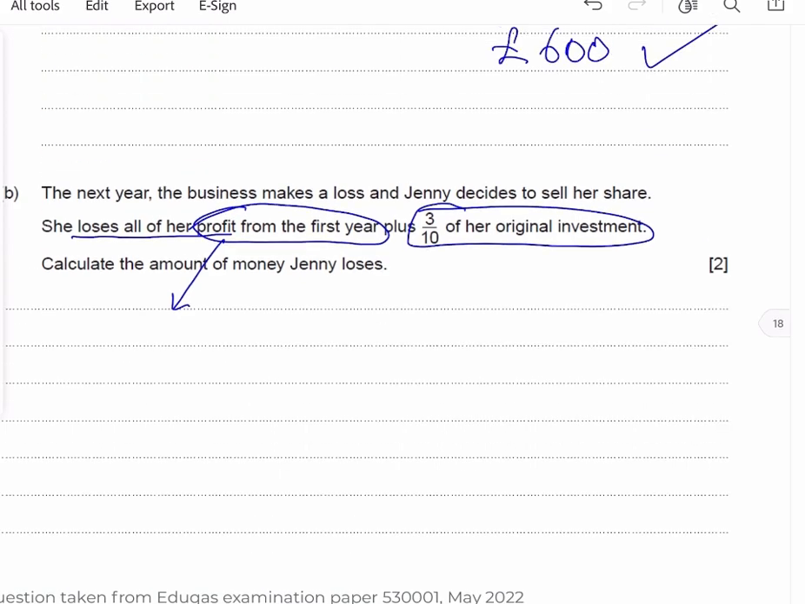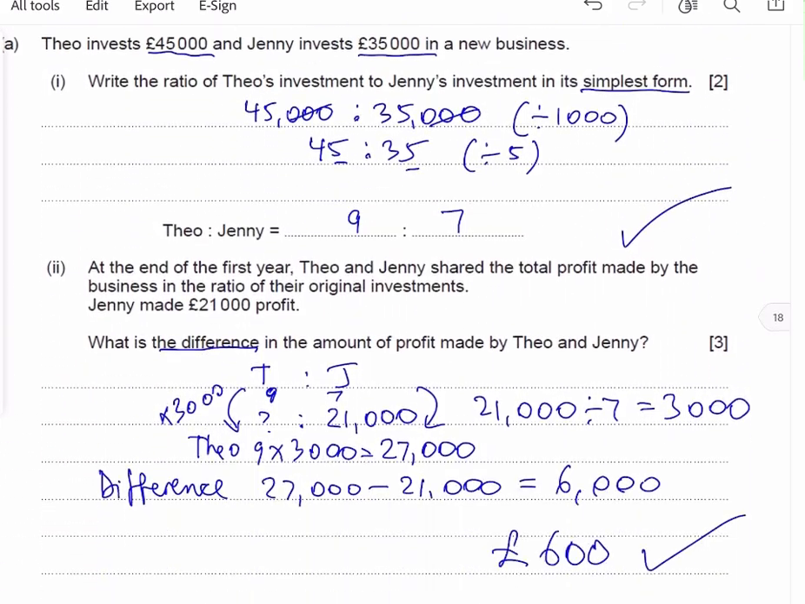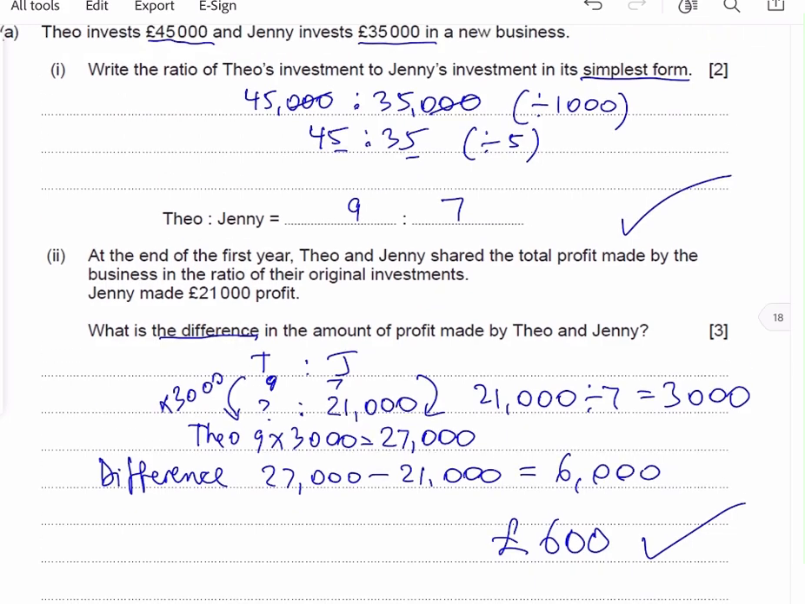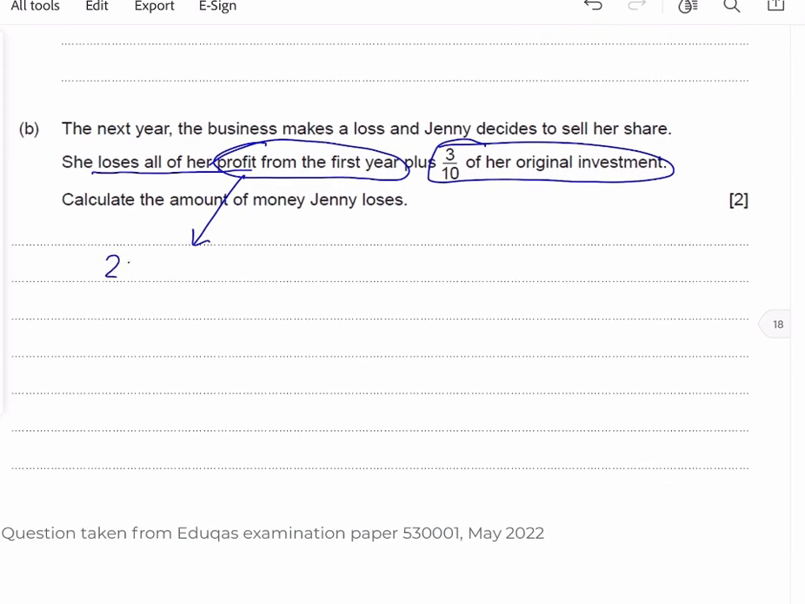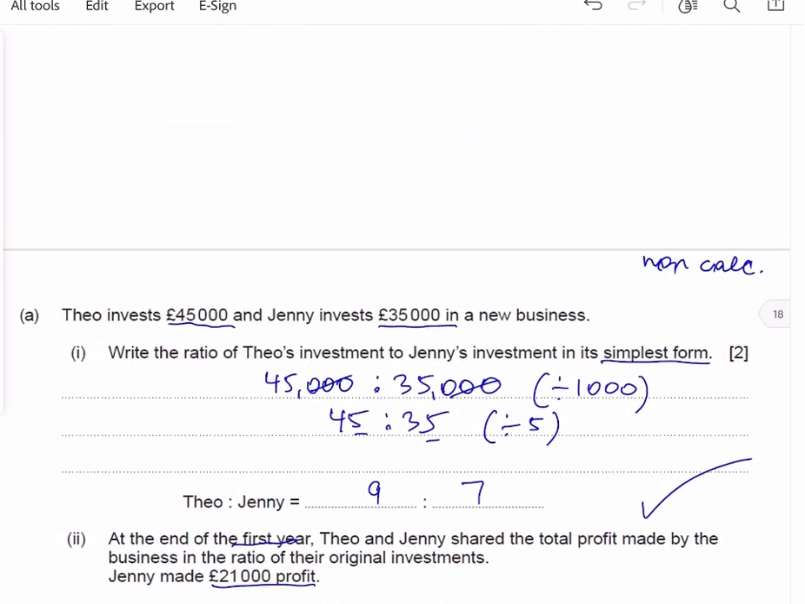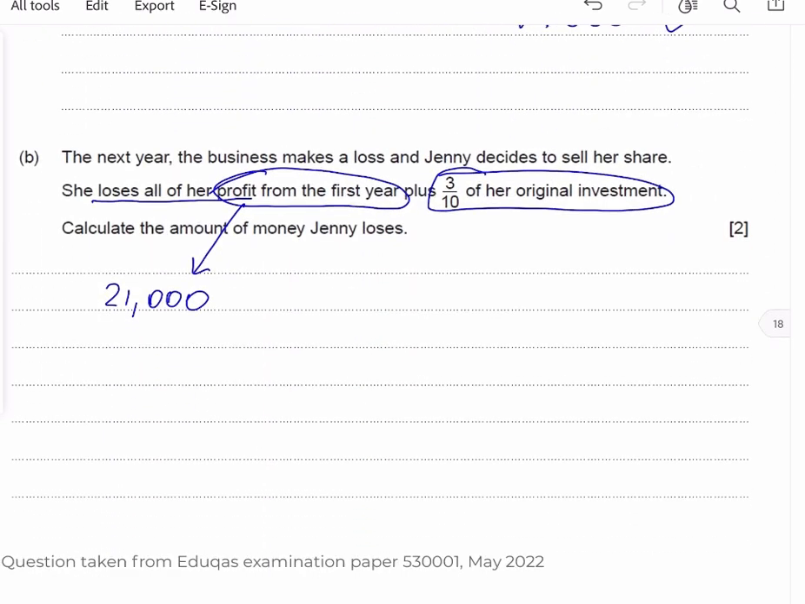So we really need to look at all the parts in this question to find out what numbers we're going to use. So first we're going to use the profit at the end of the first year. That is 21,000. And then 3/10 of original investment. Original investment is in part A, that is 35,000. So we're going to find 3/10 of 35,000.